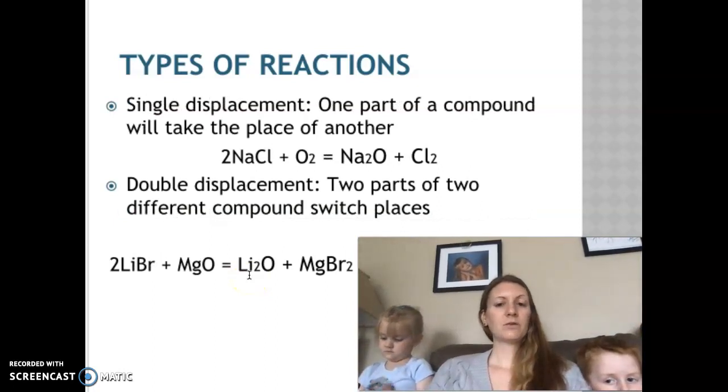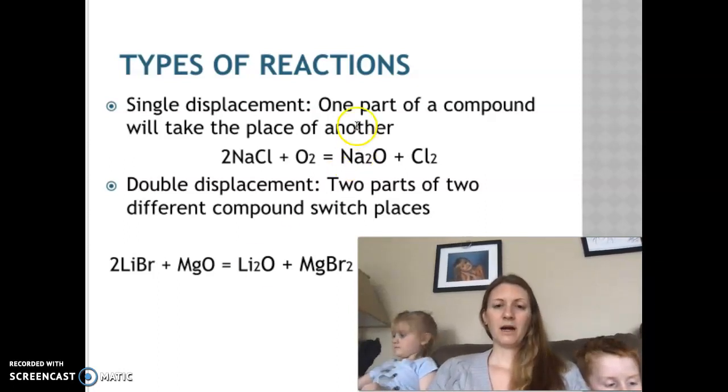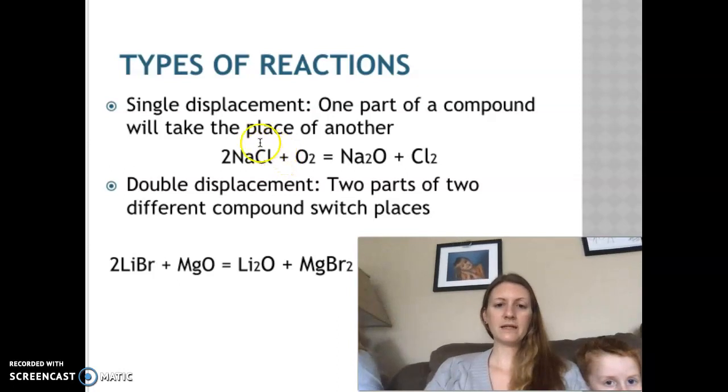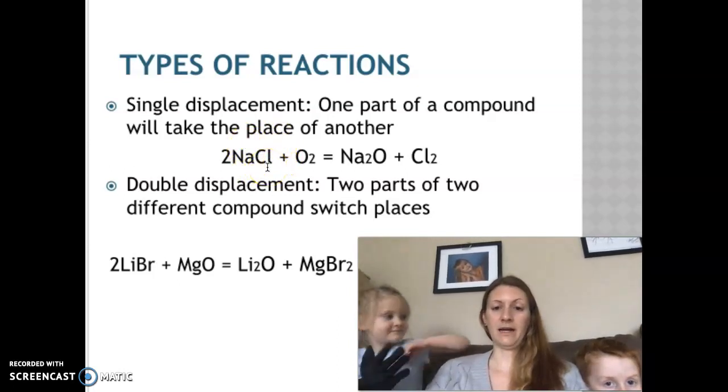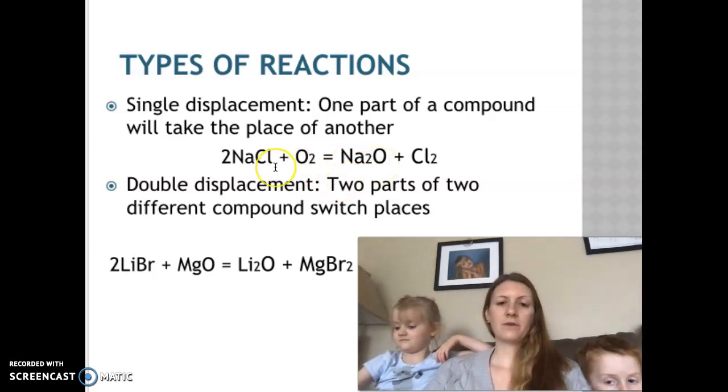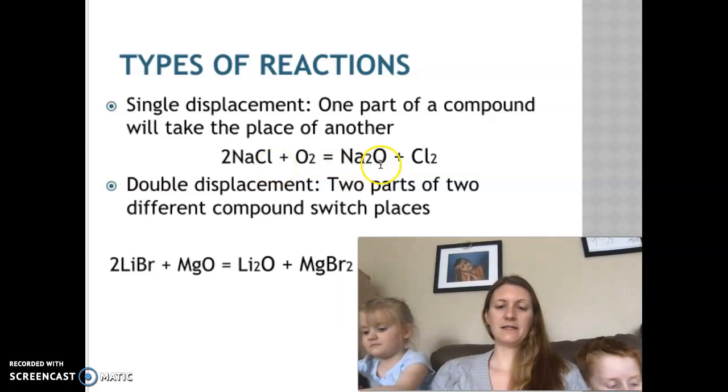Single displacement or single replacement, the displacement or replacement are interchangeable, you'll hear me use both, are when you have one compound with one element, and that single element will take the place of one of the elements in the compound. So in this case, the oxygen, because it tends to form an anion since it's a nonmetal, will take the place of the chlorine, which is also an anion. So this oxygen will kick out the chlorine and form sodium oxide on this side and chlorine by itself.